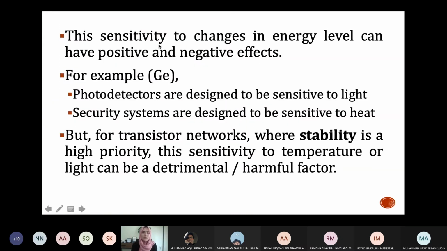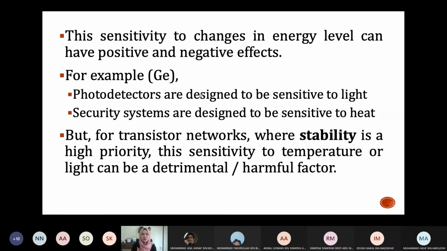However, the sensitivity to changes in energy level can have positive and negative effects. So sensitivity could be a good thing, it could be a bad thing. For example, germanium has the highest sensitivity compared to the other two materials, based on the previous slide. So for applications that require high sensitivity, you can use germanium. For example, photodetectors. Photodetectors are light sensors. These light sensors are designed to be sensitive to light. A sensor needs to have a high sensitivity.